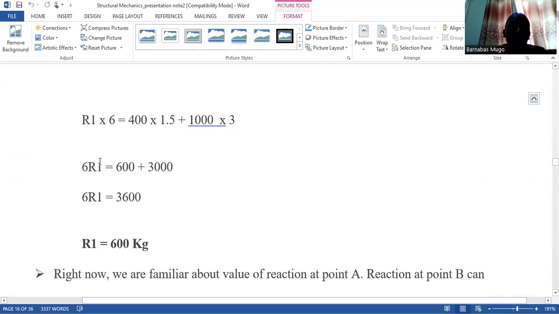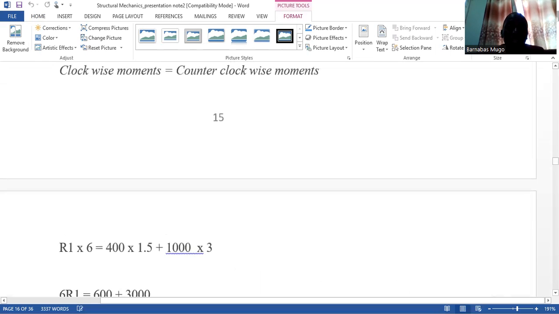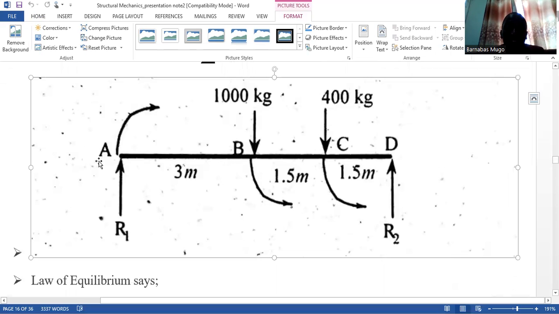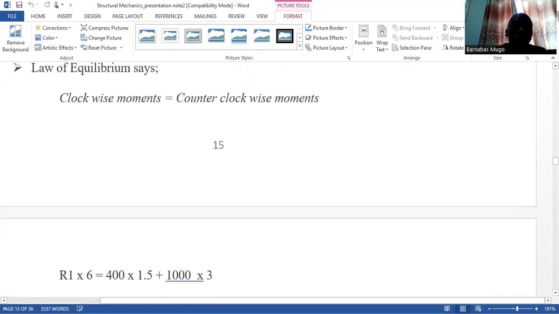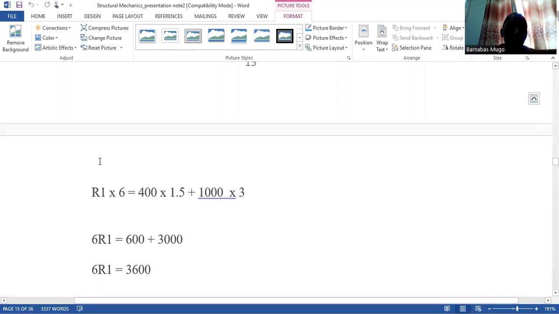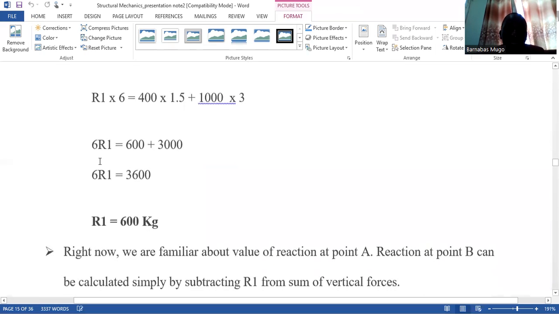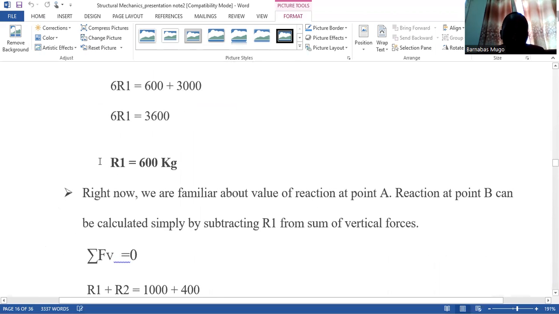So R1 times 6, that is the distance from A to D, I multiply by R1. It should be equal to 400 times 1.5 plus 1,000 times 3, so that I can get, in kilogram, R1 to be 600 kilonewton.